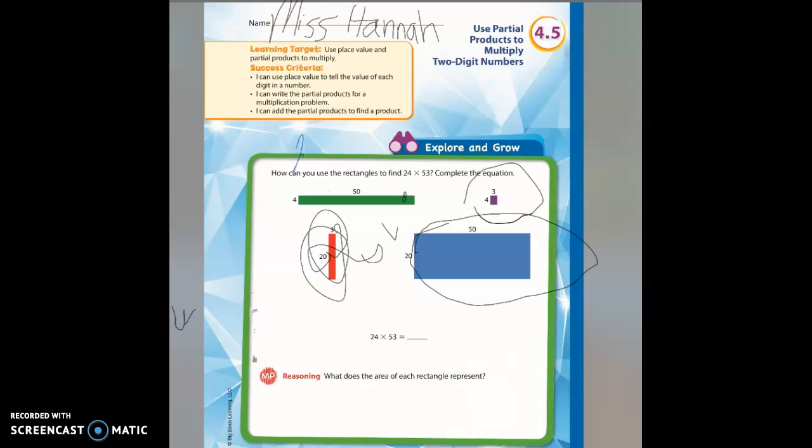And so what they're hoping that you do is you'd solve each of those rectangles and then add them all together, and that's how you'd easily be able to find 24 times 53. If you're confused by that, we can talk about it when we see each other next. But moving on.